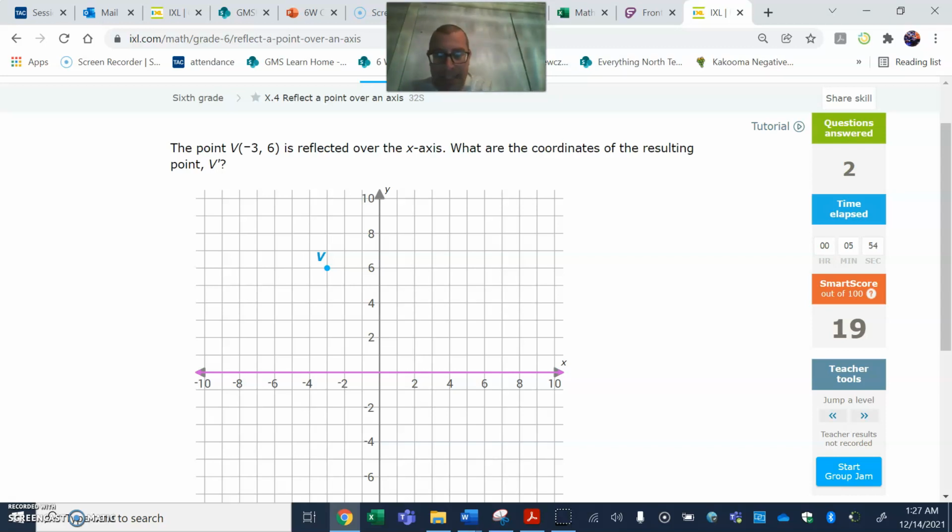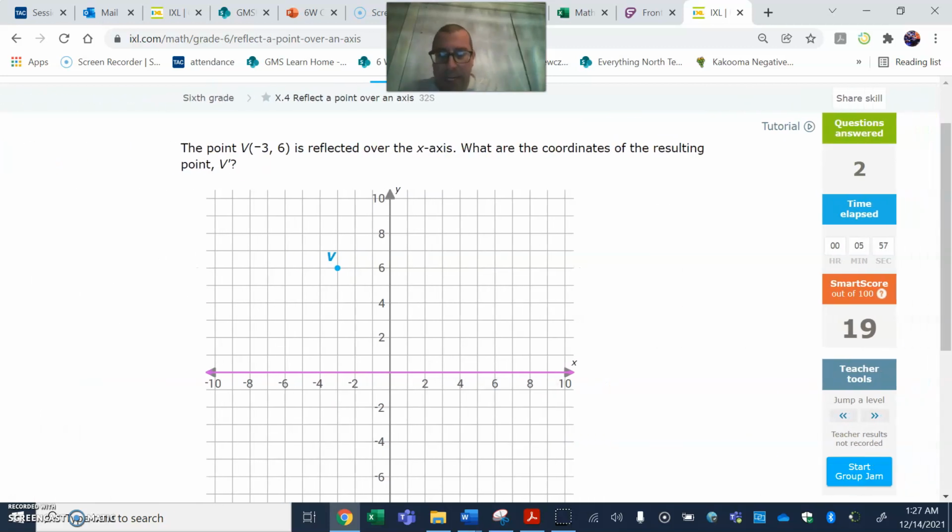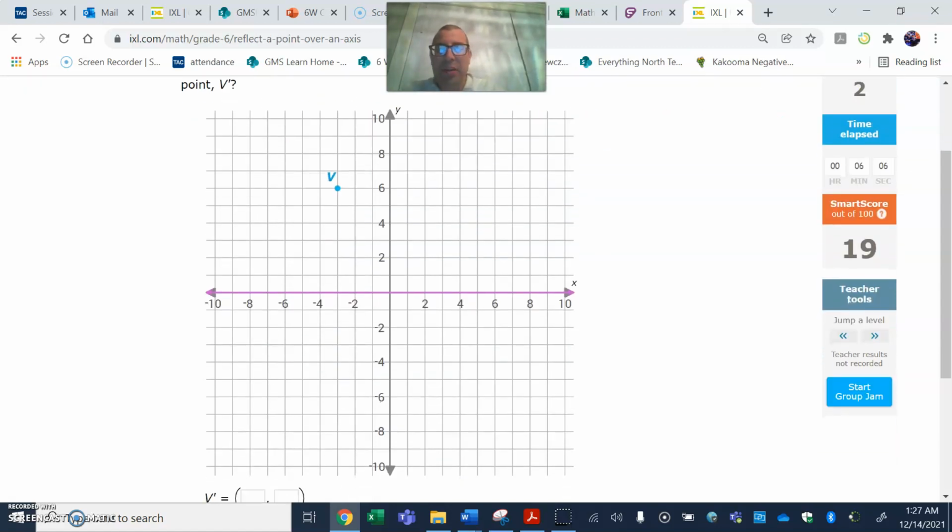You can see the x-axis. They've gone ahead and made it purple. So we're just going to count 1, 2, 3, 4, 5, and then 6. And then we're going to go straight down 6. 1, 2, 3, 4, 5, and then 6.